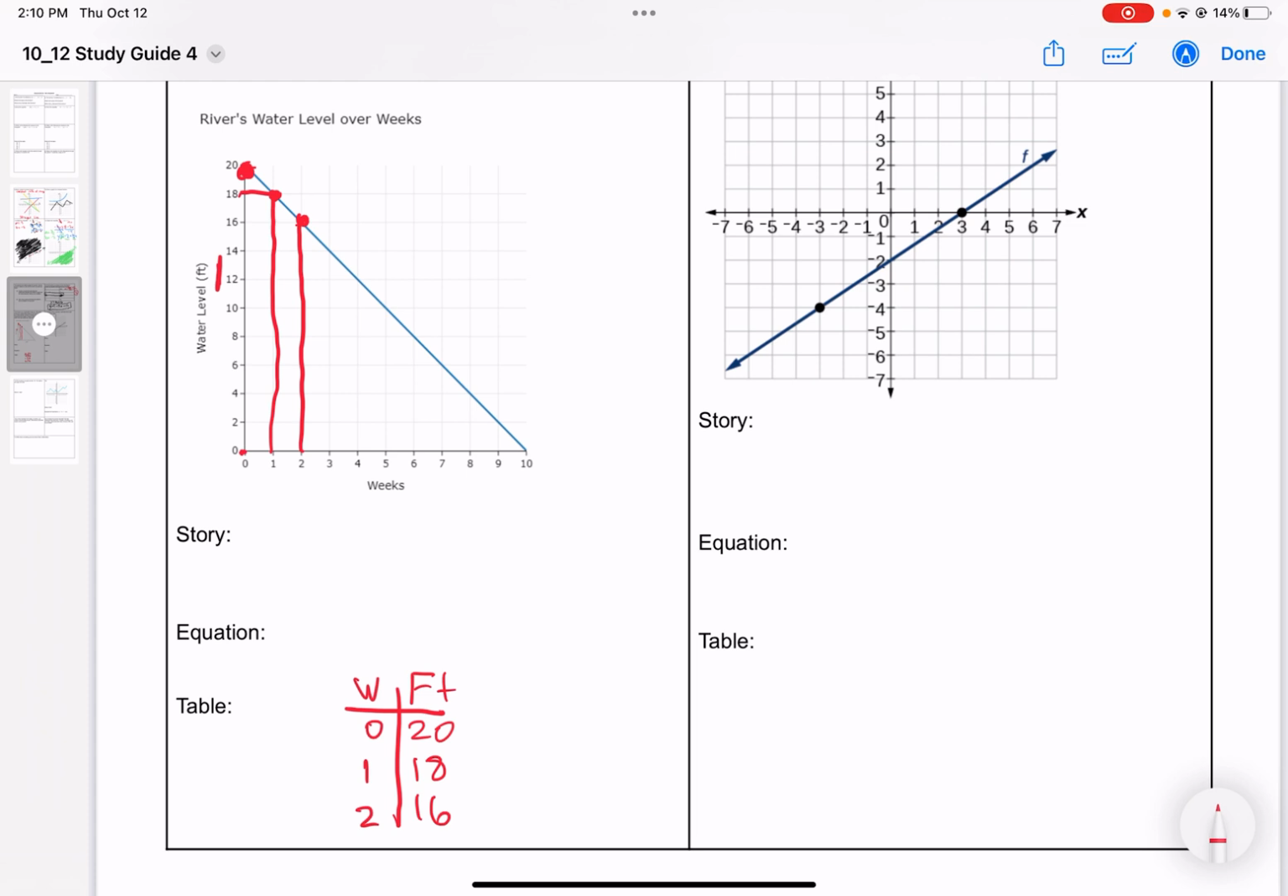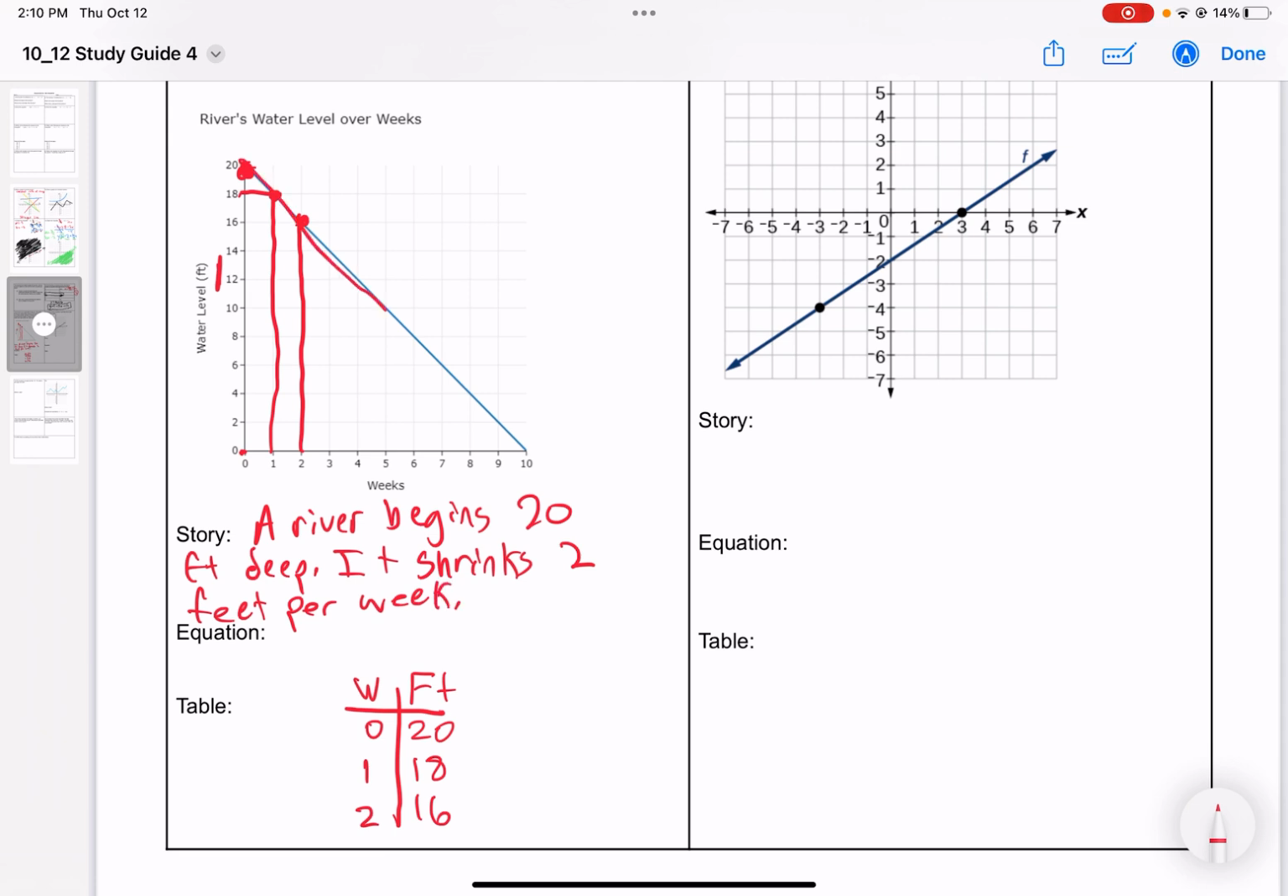I can tell a story here. A river begins 20 feet deep. Well, what's happening each week? It shrinks, or decreases probably would have been a better word. It shrinks 2 feet per week, right? So this graph told me that information, right? This table shows me that same information. This story tells me the same information.